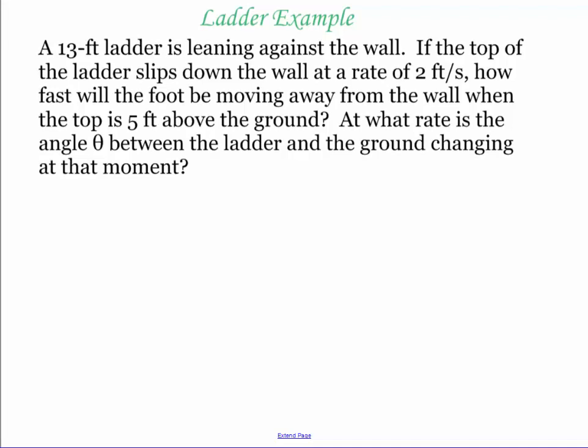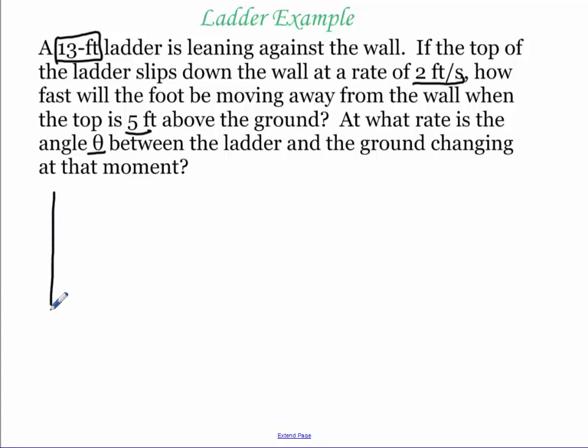This example is a ladder example, or a right triangle one, where we have a ladder leaning against a wall, a 13-foot ladder. Make note that that 13 feet never changes. It's always 13 feet long. The top of the ladder slips down the wall at a rate of 2 feet per second. How fast will the foot be moving away from the wall when the top is 5 feet above the ground? So that's part A. And then part B is we want to know the rate at which angle theta between the ladder and the ground is changing.